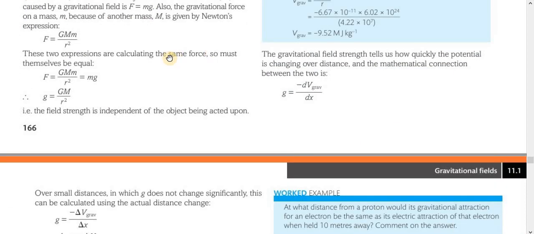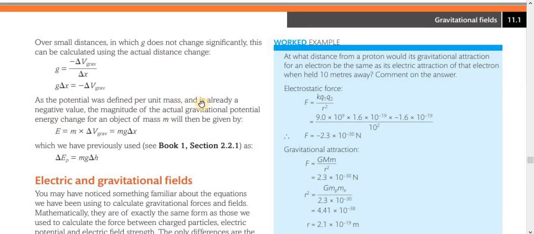And it is already a negative value. The magnitude of the actual gravitational potential energy change for an object of mass m will then be given by E is equal to m times this thing. Now remember, this had the unit joules per kilogram, and if it is energy, you have to multiply it by the mass, because then only you will get the unit joule. Because this is joules per kilogram, if you multiply by the mass, then you will get the energy. So that's how you get mgh.